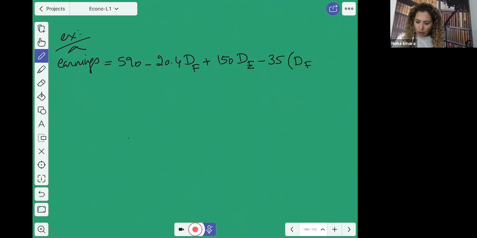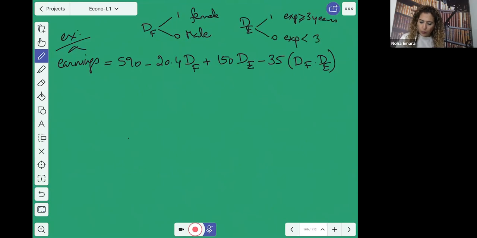Dummy female multiplied times dummy experience. And let's define these dummies. So DF takes 1 for female, 0 male. D experience takes 1 if experience is greater or equal to 3 years, and 0 otherwise, or less than 3, strictly less than 3.